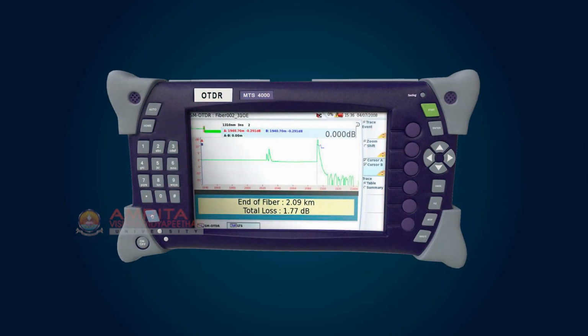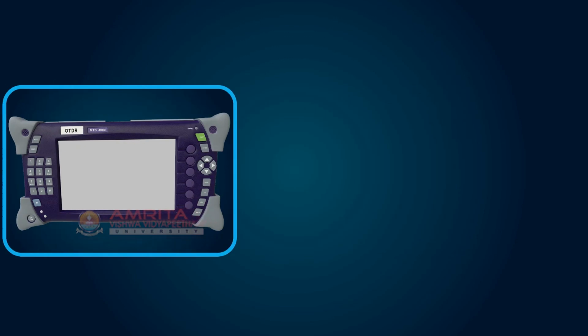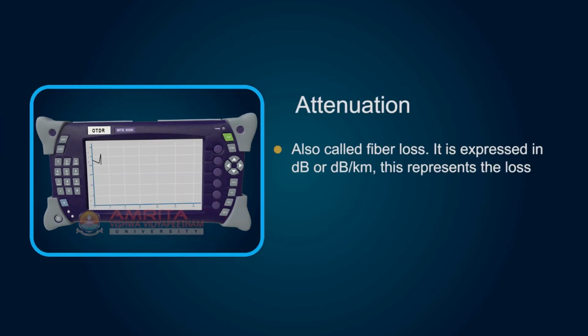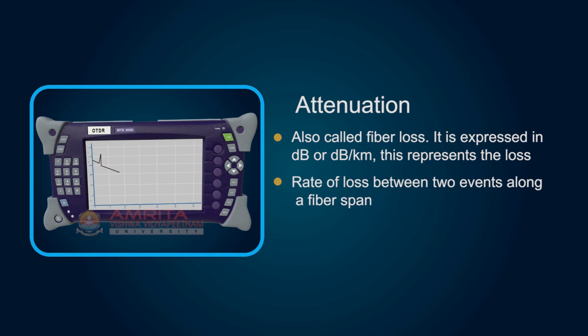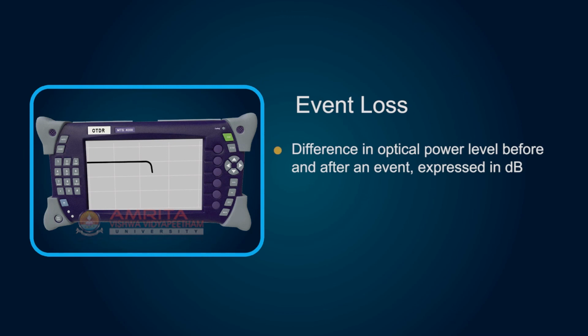Let's now see the factors that determine the signal variation in OTDR. Attenuation, also called fiber loss, expressed in decibels or decibels per kilometer, represents the loss or rate of loss between 2 events along a fiber span. Event loss is the difference in optical power level before and after an event, expressed in decibels or dB.